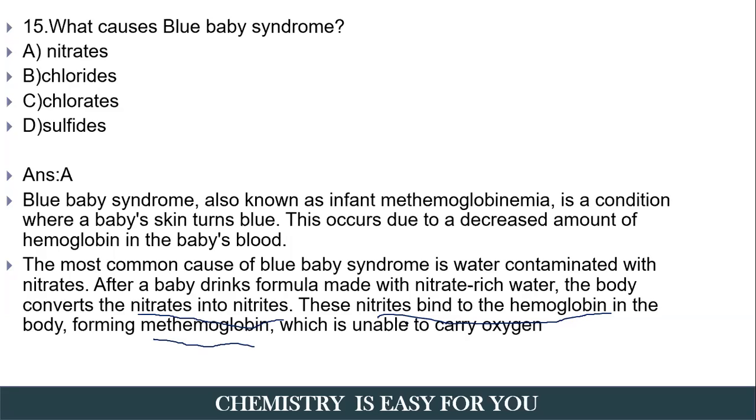Actually, hemoglobin will not be available since it reacts with nitrites to form methemoglobin. And now we know why the name methemoglobinemia. It is because of the formation of this particular chemical. Please write down this chemical name also: hemoglobin combining with nitrites to form methemoglobin, and thereby hemoglobin becoming unable to carry oxygen. So these are the 15 questions we are discussing today.